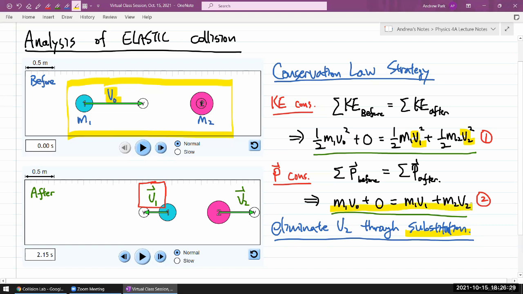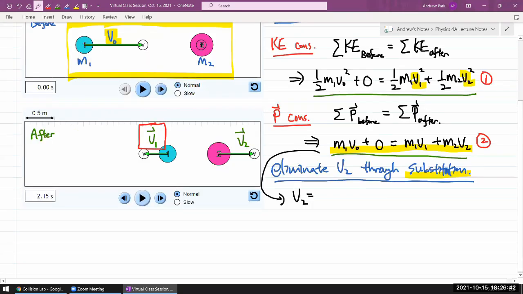So let me do that. When I do that, this is what I end up with. V2 is equal to, let me scroll down a little, I'm going to move the other term over. So I have M1 V0 minus M1 V1. And to get rid of M2, I divide through by M2. Okay, that's the expression for V2. And I use this to eliminate V2 from all my other equations. Well, from my equation 1.